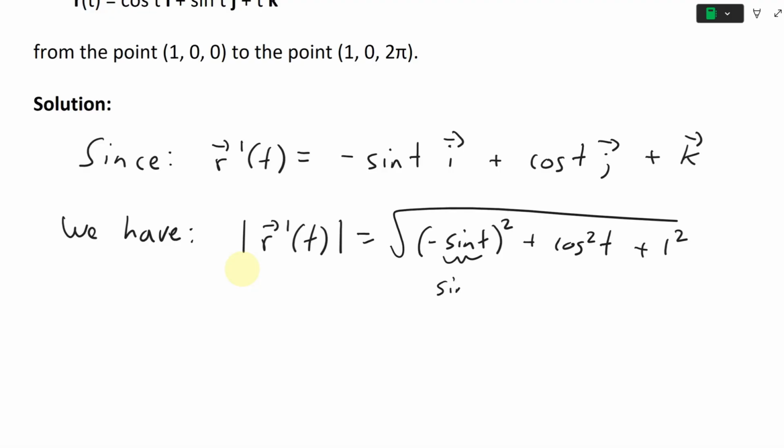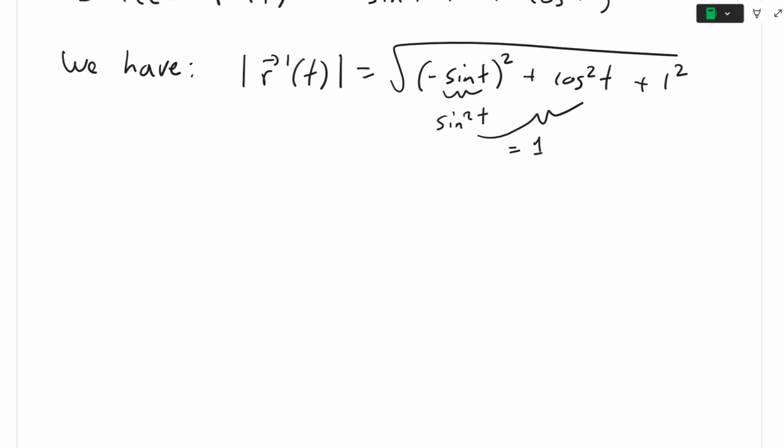This is going to be sine squared t, and then combine these two, sine squared t plus cosine squared t. That's just the trigonometric Pythagorean identity. Sine squared plus cosine squared equals 1. So what we end up having is the square root of 1 plus 1, which equals the square root of 2. So the length is square root 2.